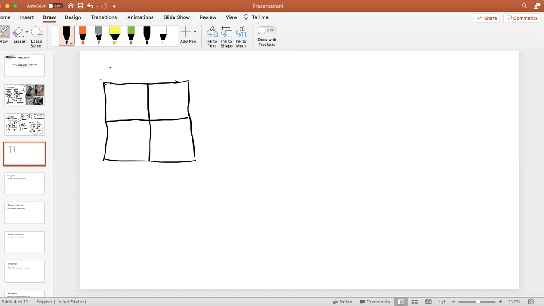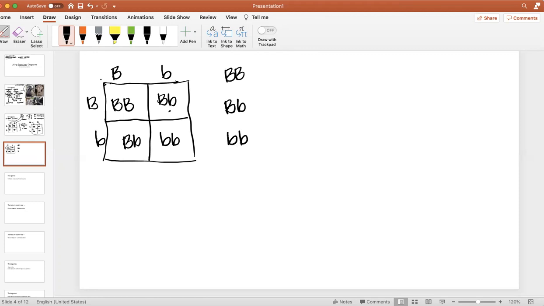Let's revisit that. So we have big B, little b, big B, little b. Here we go. There are four possible outcomes if these two individuals mate. You can be big B, big B, or big B, little b, or little b, little b. There's a 1 in 4 chance that you would be this, a 2 in 4 or 1/2 chance that you would be this, and a 1 in 4 chance that you would be this.